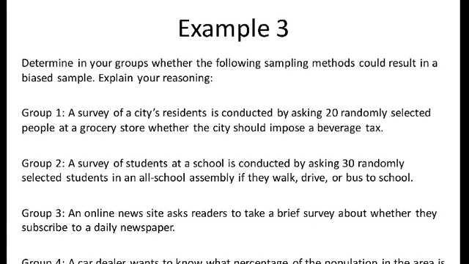So for group 1, it says a survey of a city's residents is conducted by asking 20 randomly selected people at a grocery store whether the city should impose a beverage tax. I'm going to argue that's biased for a couple different reasons.